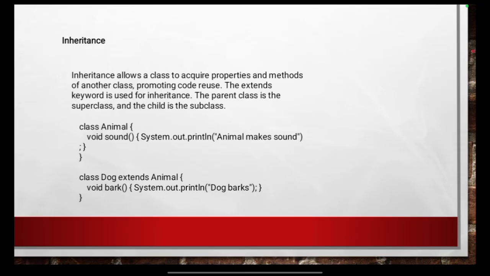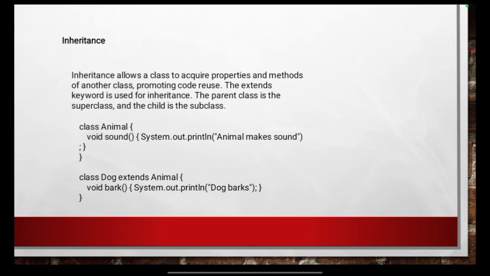Class Animal { void sound() { System.out.println("Animal makes sound"); } } class Dog extends Animal { void bark() { System.out.println("Dog barks"); } }. So, class Animal. This line defines a class named Animal. It acts as the parent class, also called the superclass in this example. The Animal class contains a method that will be inherited by other classes.